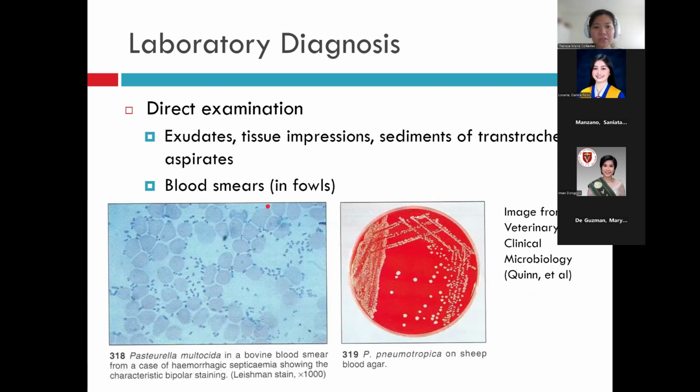For laboratory diagnosis, it is relatively easy to isolate this bacteria. So you can use the exudates, tissue impressions, sediments of transtracheal aspirates, and even blood smears can be used. So here we see the blood cells, red blood cells. This is in bovine, and the bacteria goes into the blood, no, it will cause sepsis or septicemia. So the bacteria is present in the blood. And if you perform a blood smear, you can see the bacteria that is present.